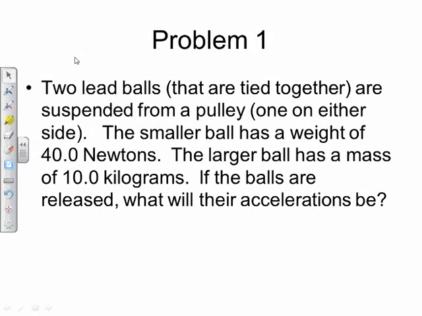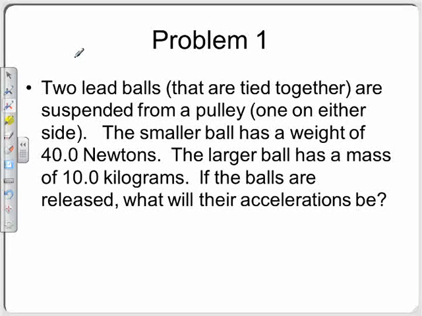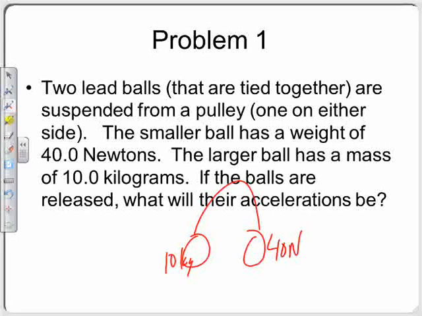All right, guys, so our first problem for this new solutions-based web tool is this one. We have two lead balls tied together and suspended from a pulley. So the situation might look sort of like this. One of the balls has a weight of 40 newtons, and the other has a mass of 10 kilograms. And we want to know that if they're released at the same time, what will their accelerations be?